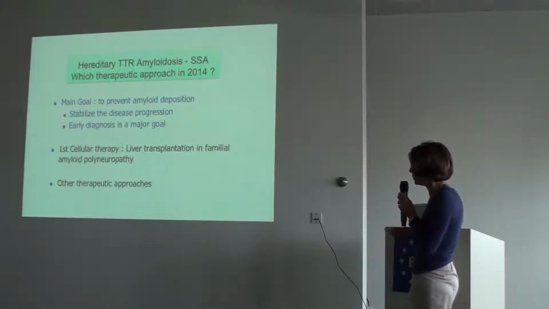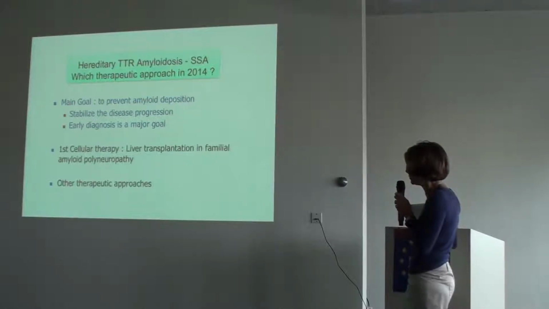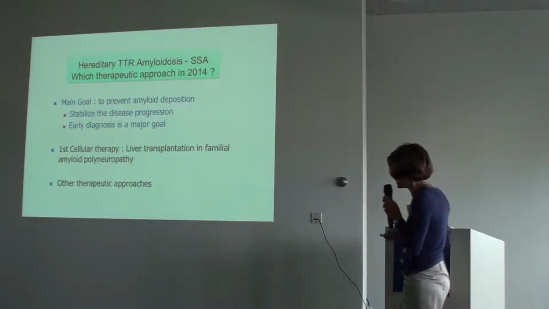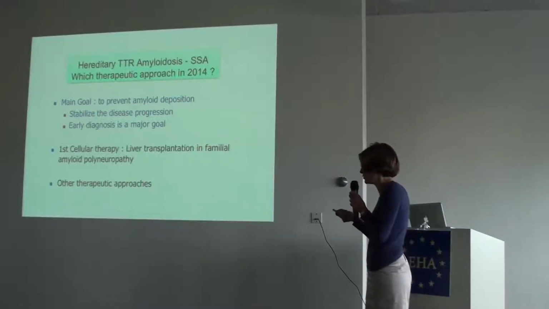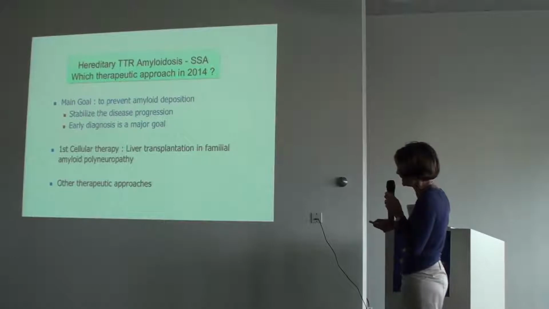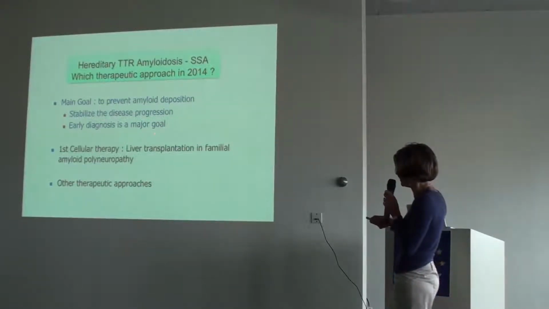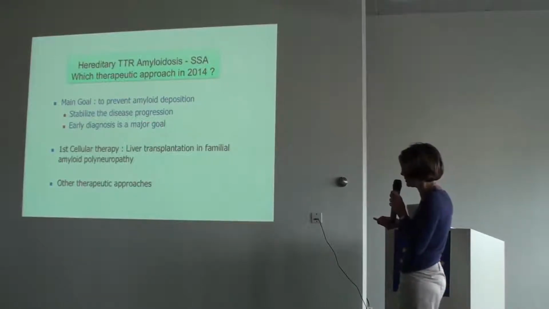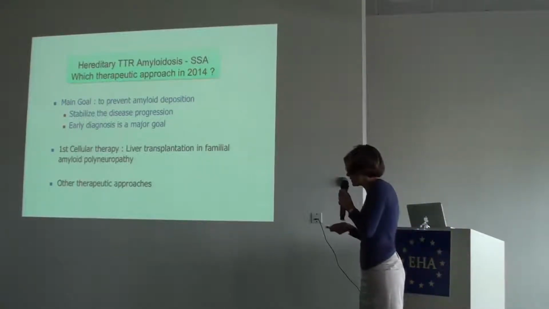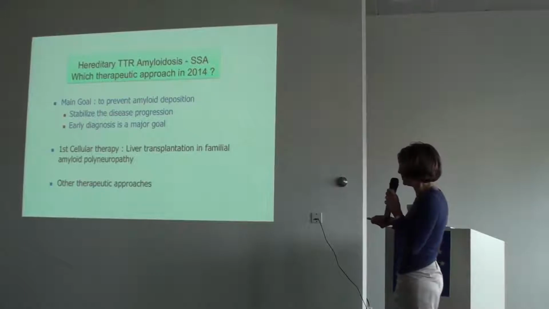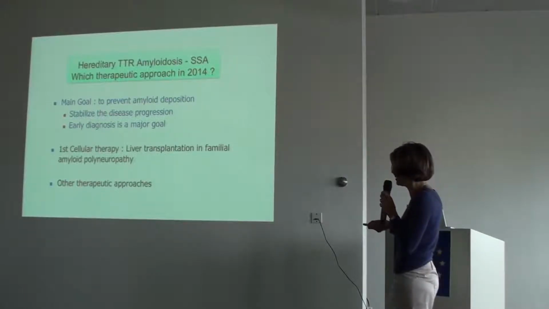To date, we know only this approach: trying to prevent amyloid deposition in order to stabilize the disease progression. So one of our main goals is to perform early diagnosis. It's a major goal in the next years for all these patients, thanks to genetic counseling in families, for instance, and thanks to the improvement of cardiac imaging and the diagnosis in senile systemic amyloidosis.